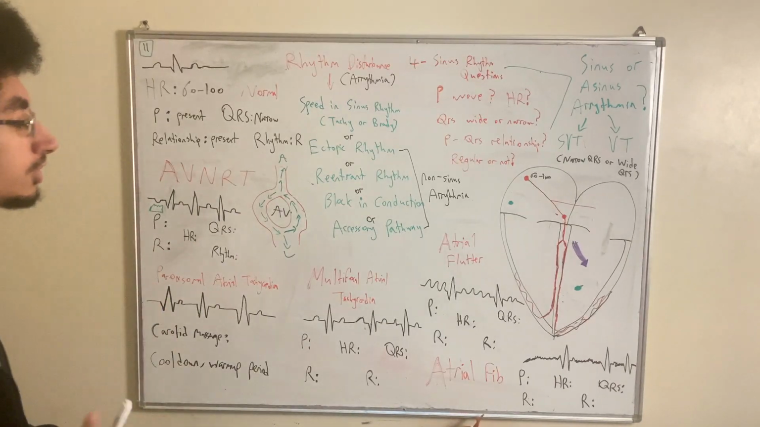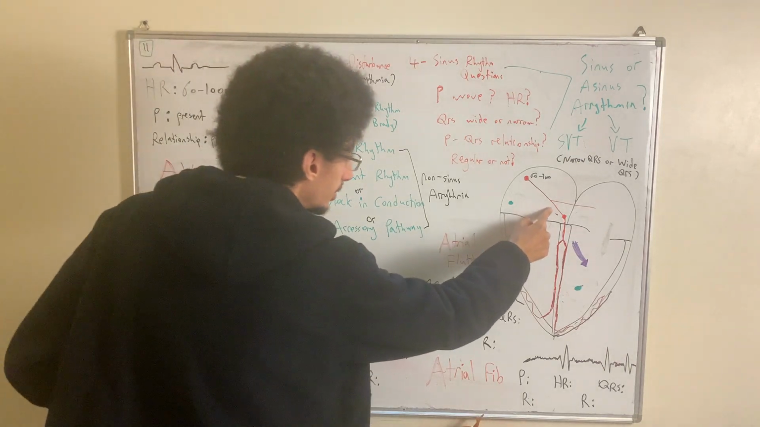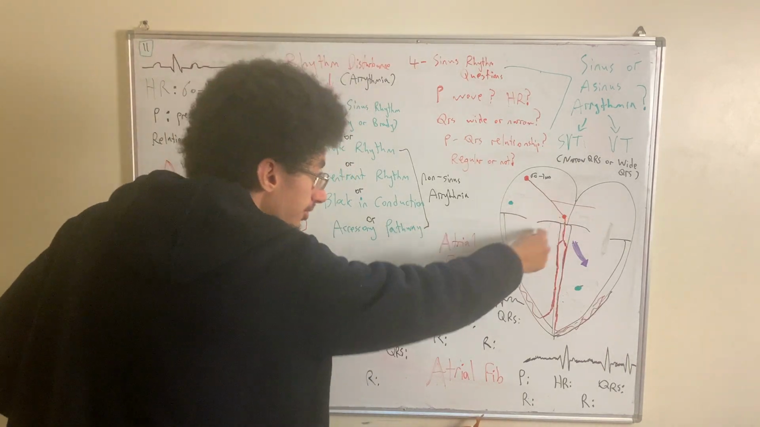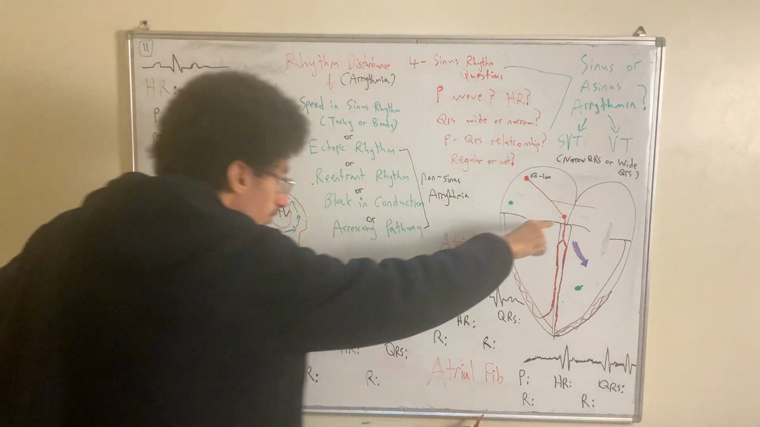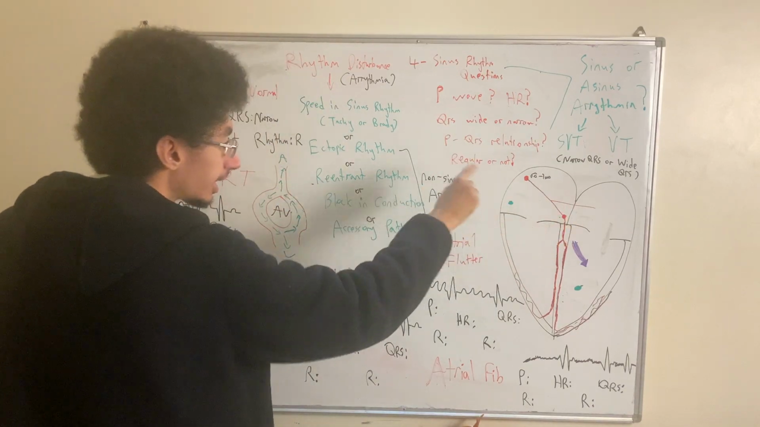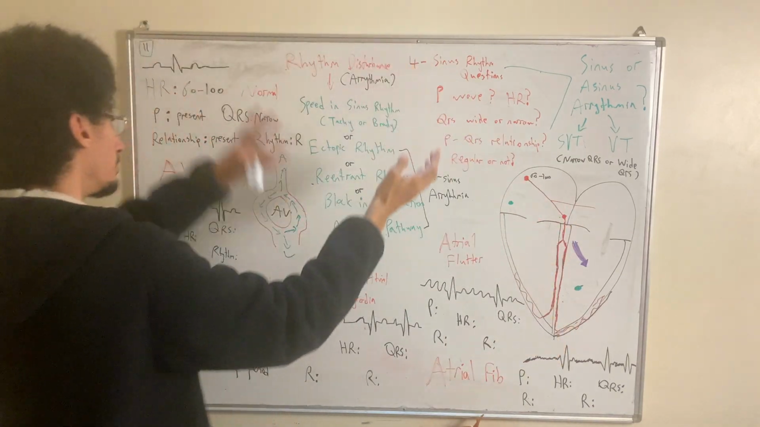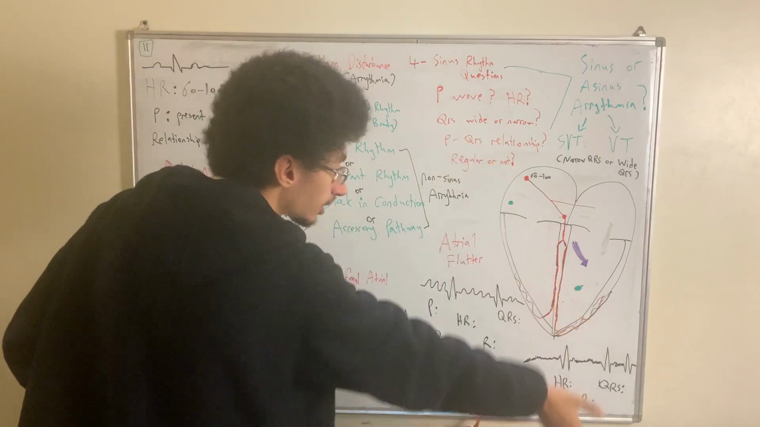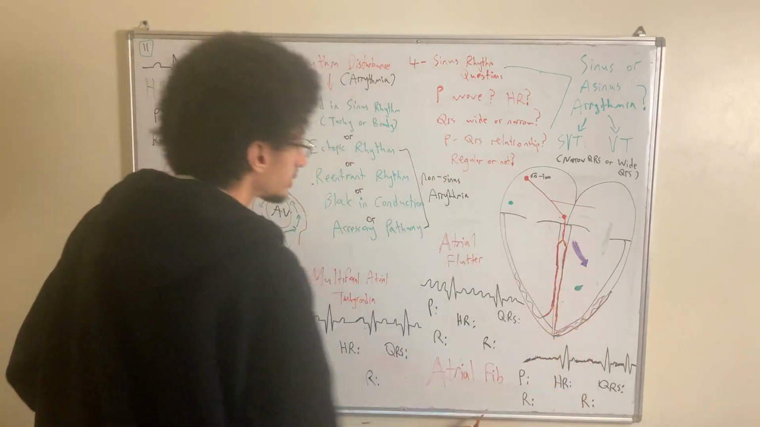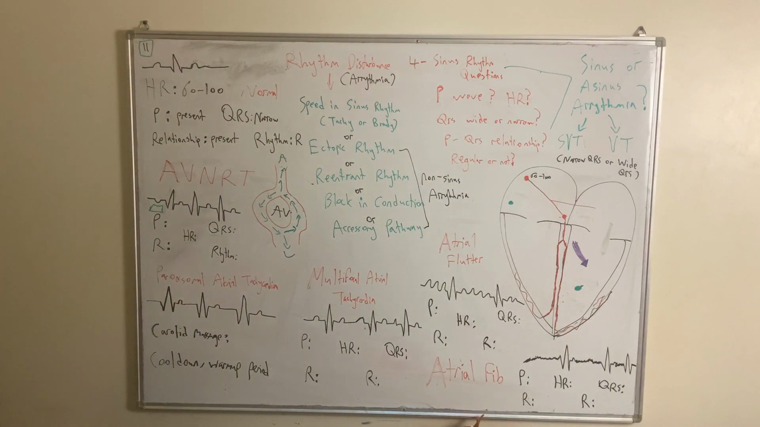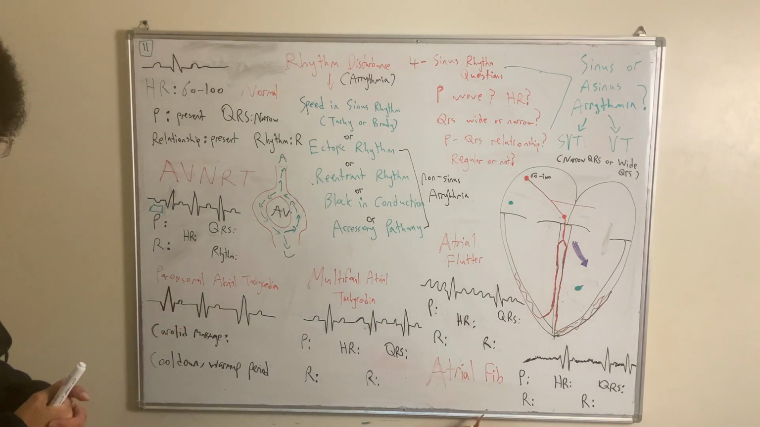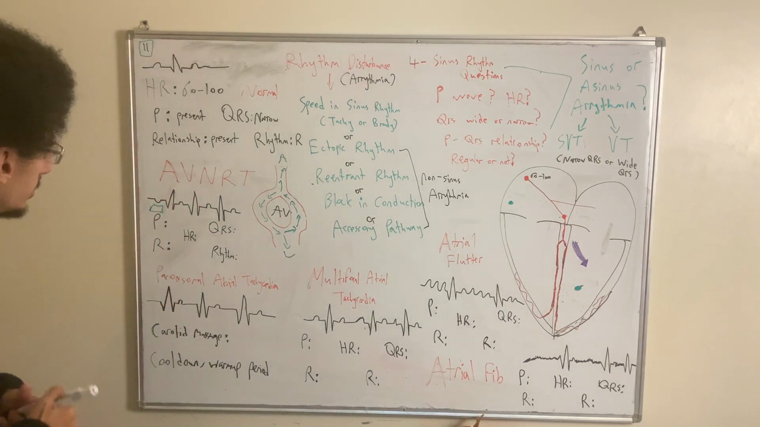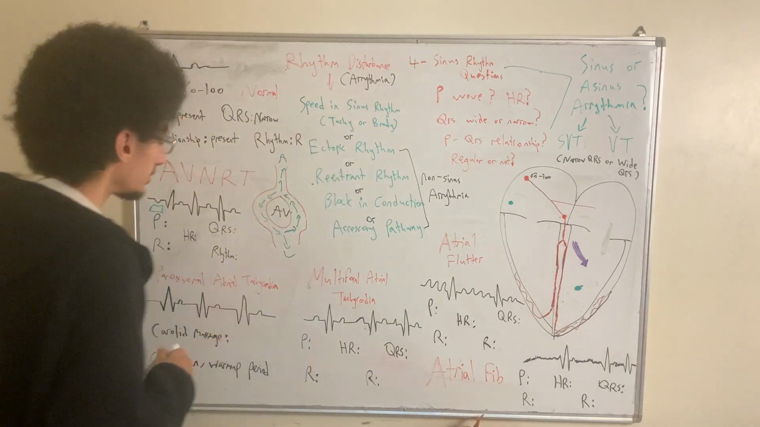AVNRT. So in AVNRT, we will have a reentrant loop circuit within the AV node, sending action potential towards the right atrium backwards, and sending action potential, as always, normally, towards the ventricles. Now, what would it look like on an EKG reading? Well, number one, we ask ourselves, is there a P wave? Yes, there's a P wave.